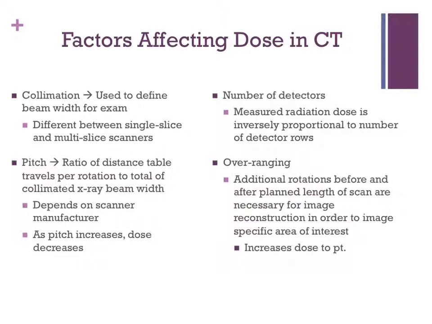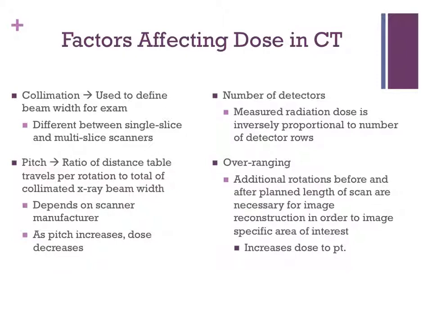The number of detectors affects the measured radiation dose, and it is inversely proportional to the number of detector rows. So as the number of detector rows increases from 4 to 8 to 16, the dose decreases with both standard and near identical technique.